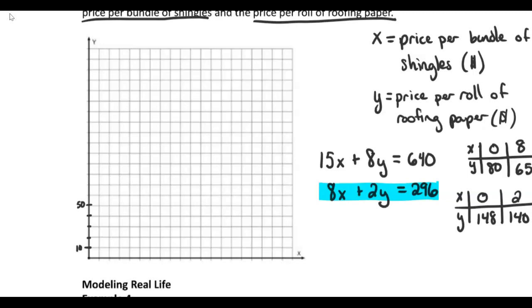I only label every so often, but they need to be evenly spaced. You can't just randomly choose where 50 goes. So 60, 70, 80, 90, 100. And if you really work to set up your graph neatly, it will turn out so much better. Stop and take your time and write nicely, label the points, so you don't have huge writing that you can't tell which one's which. Use smaller writing so that you can fit everything on there. And remember, Y is the price per roll of roofing paper. So label your axis.